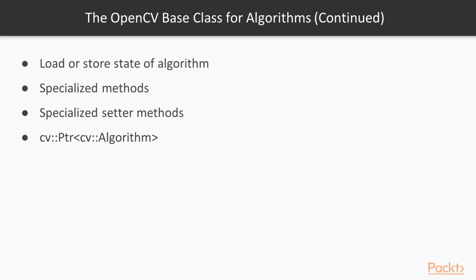The algorithms can have specialized methods. In the case of ORB, for example, the methods detect and compute can be used to trigger its main computational units. Algorithms also have specialized setter methods that allow specifying their internal parameters. Note that we could have declared the pointer as cv::Ptr<cv::Algorithm>, but in this case, we will not be able to use its specialized methods.